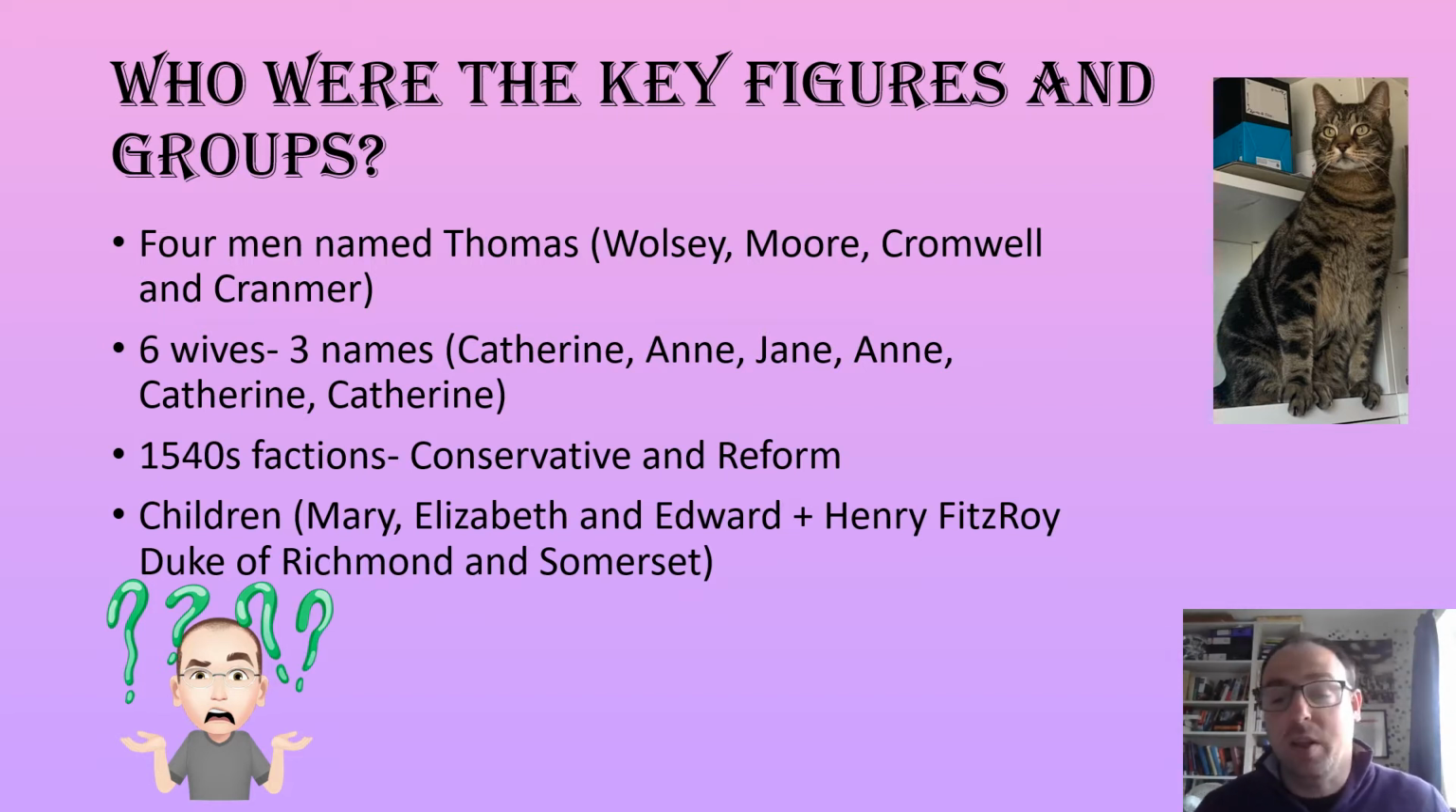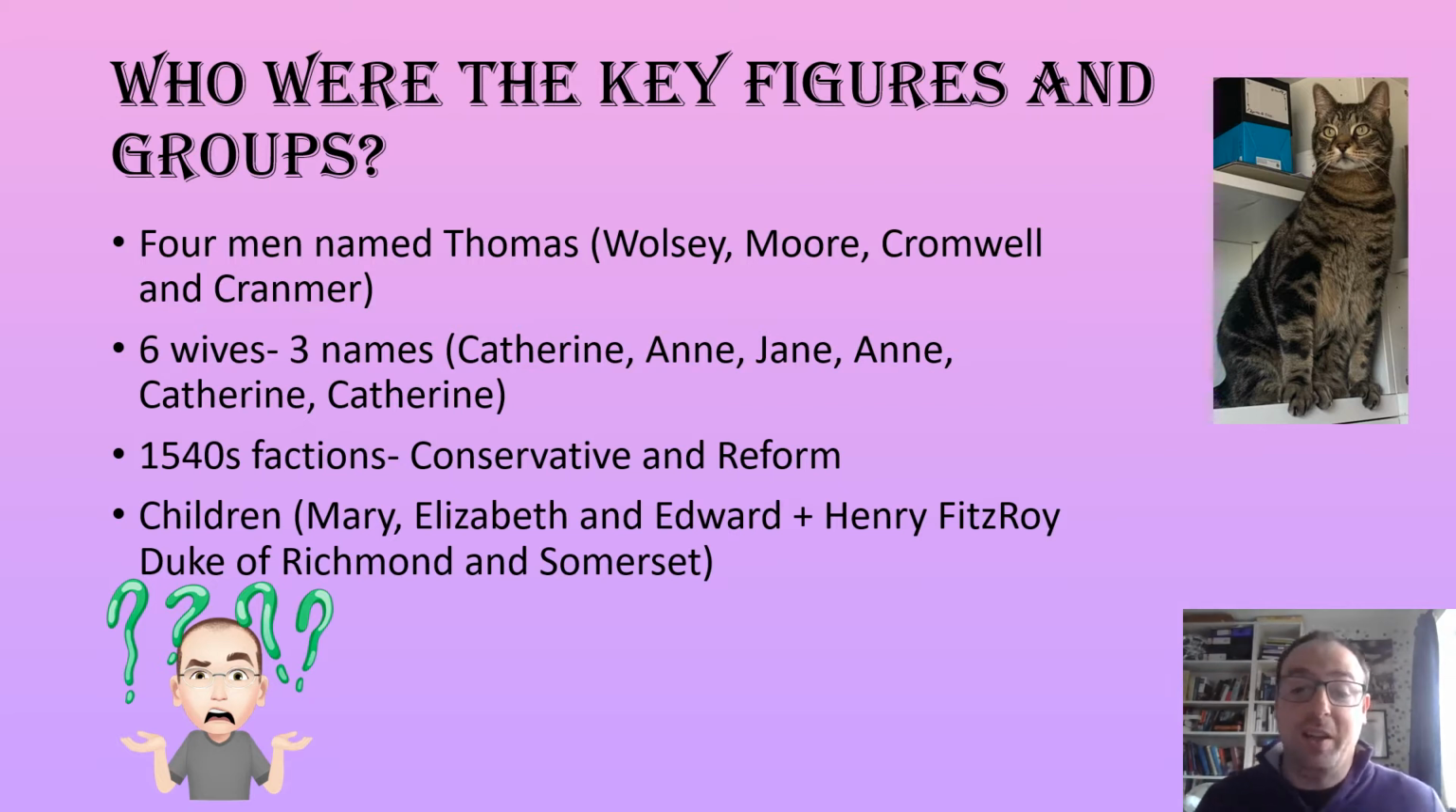We're going to look at the factions, which are particularly important in the 1540s, with the Conservative and Reform factions. And I'm going to finish off by looking at the children of Henry VIII. So we've got the legitimate children, Mary, Elizabeth and Edward, and the illegitimate son, Henry FitzRoy, who becomes Duke of Richmond and Somerset when he was 6.